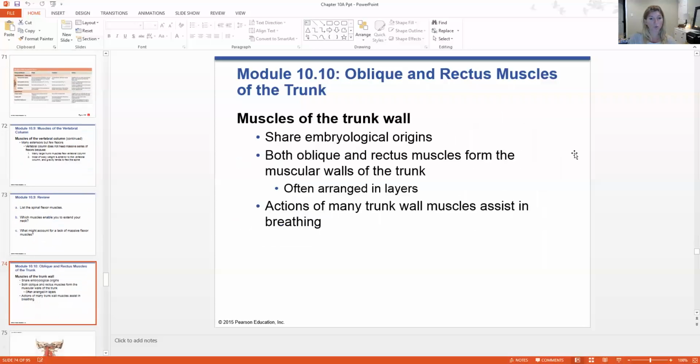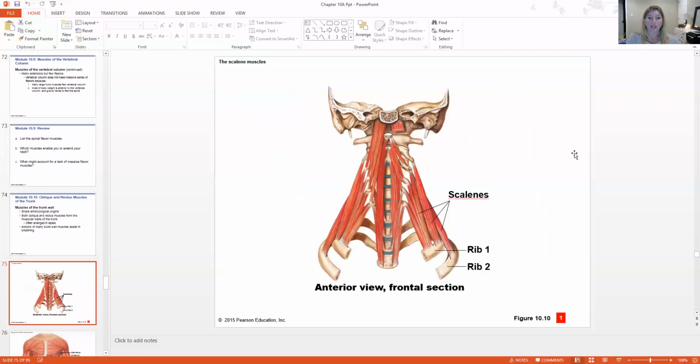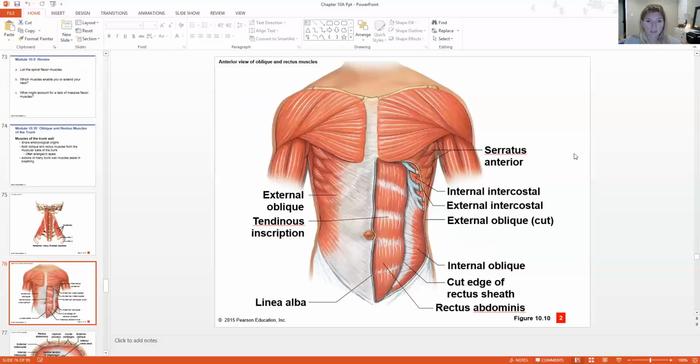There are also muscles of the trunk wall. These are our oblique and rectus muscles. They're arranged in layers and can assist in breathing. Here you see them. You have our external obliques, which are the most superficial layer, then internal obliques, which are just deep to that, and then our rectus abdominis. You have this abdominal aponeurosis, which extends from the sternum all the way down into the pubic region, and this tendon line down the middle of the rectus abdominis is our linea alba.